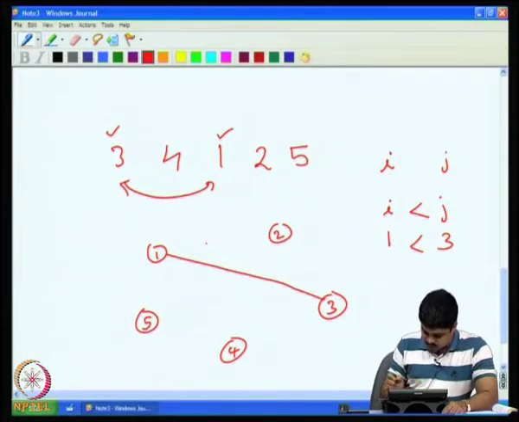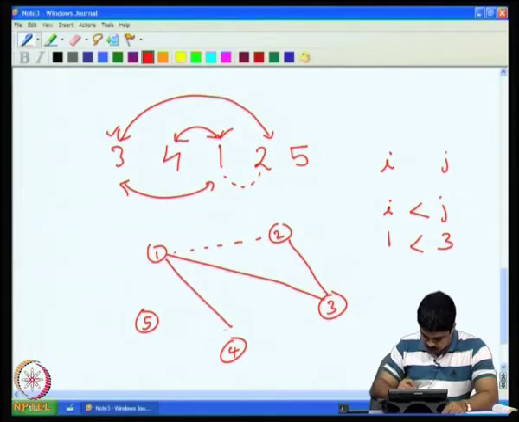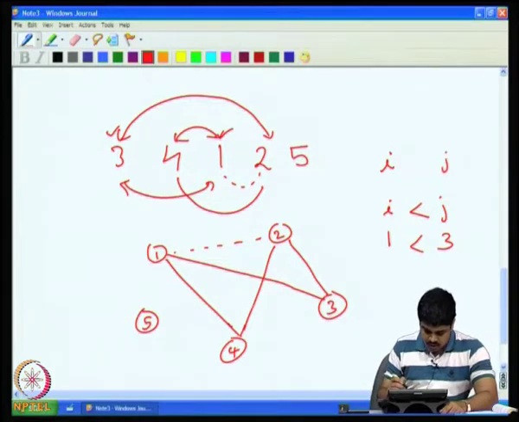For instance 1 and 2, they are in the correct order in the permutation, see here. Therefore, we will not put an edge here. Now, 2 and 3, they are in the reverse order in the permutation, because it comes as 3, 2, so we put an edge here. Now 1 and 4 is in the reverse order, so we put an edge here. And what about 2 and 4? 2 and 4 is also in the reverse order, we will put an edge here. And then what about 1 and 5? 1 and 5 is in the correct order, so we would not put an edge here. And what about 3 and 4? 3 and 4 is in the correct order, therefore, we will not put an edge. And 4 and 5 correct order, therefore, we won't put one.